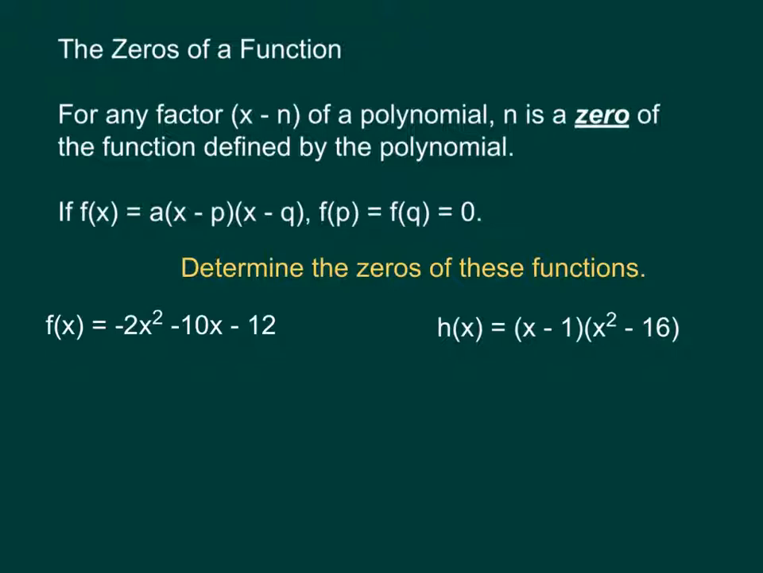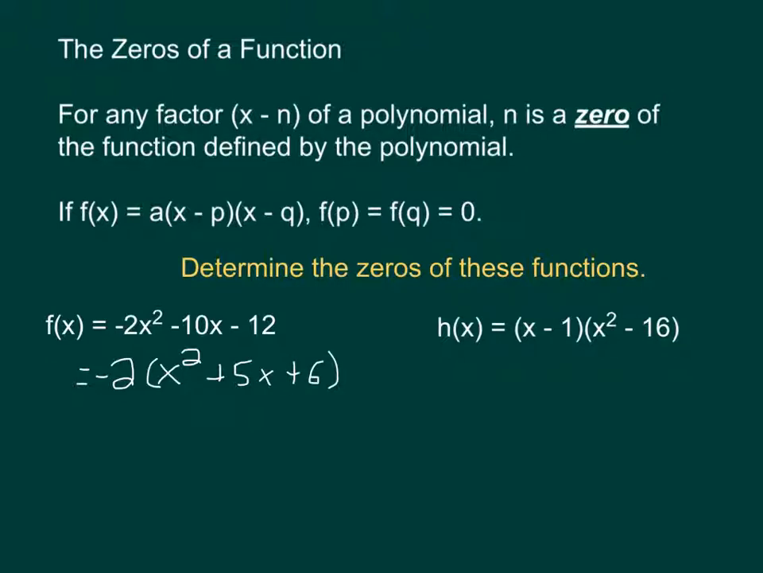To start off with f of x equals negative 2x squared minus 10x minus 12, I'm going to start by factoring out a common factor. And if it's possible, I try to take out the negative so that I can leave it as an x squared. Now when I do that, negative 10x divided by negative 2 is plus 5x, and negative 12 divided by negative 2 would be plus 6.